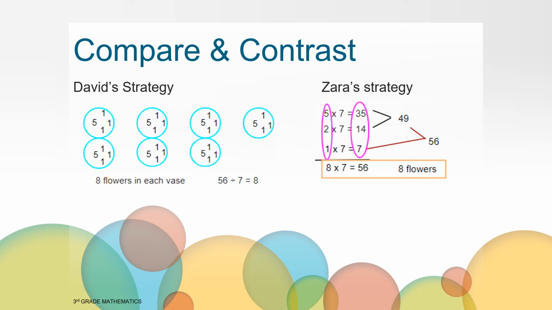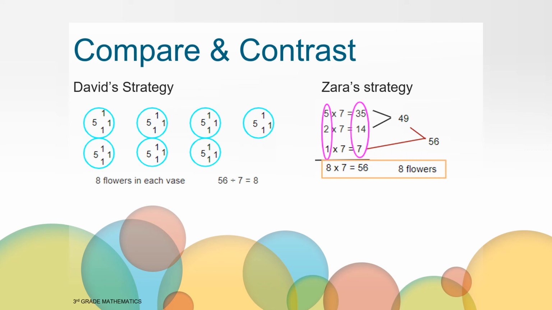David actually counted as he wrote numbers in each circle, while Zara added the number of groups of 7 and the total number of flowers. David drew out his 7 vases as circles. Zara used multiplication facts to solve division. Wait, can you do that?